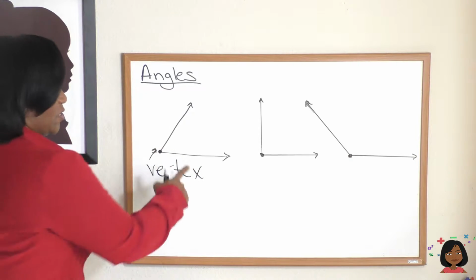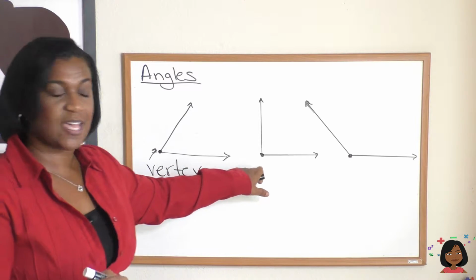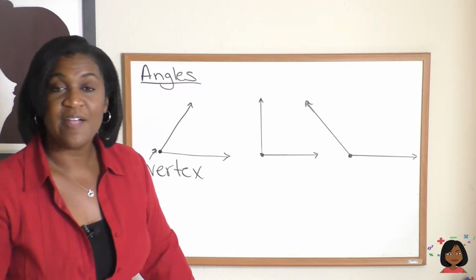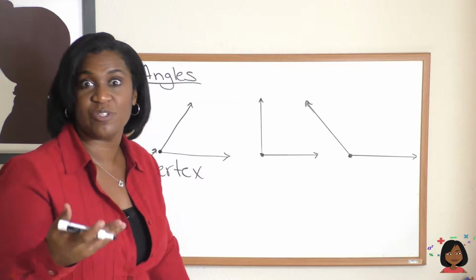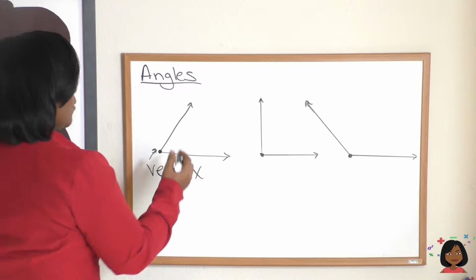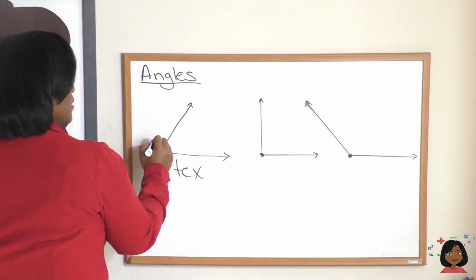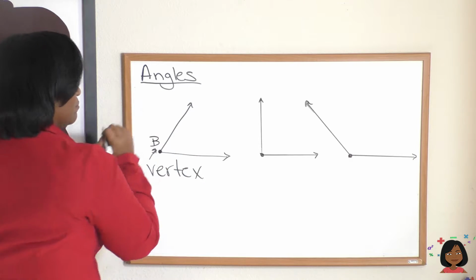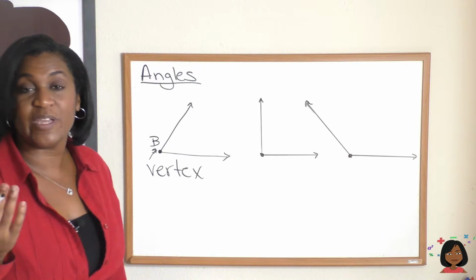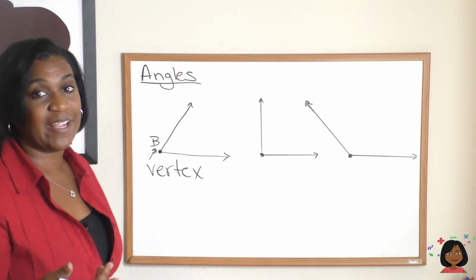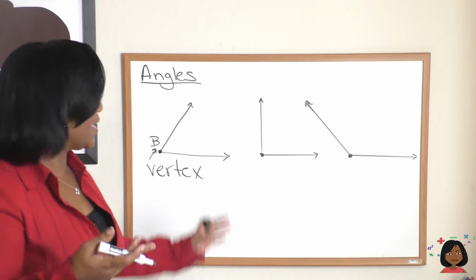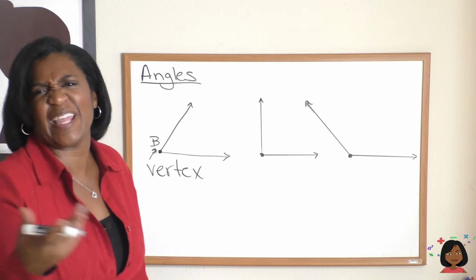There you go. So we got a vertex there, a vertex there, and a vertex there. And there are different ways that we can call these angles using the vertex. So let's say we wanted to call this vertex B. And that's all we had. We could simply just call this angle, the entire angle, angle B. If that's all the letters we had, we would just say angle B.